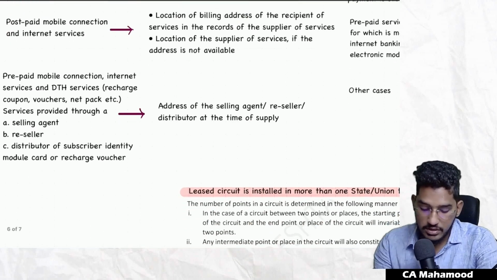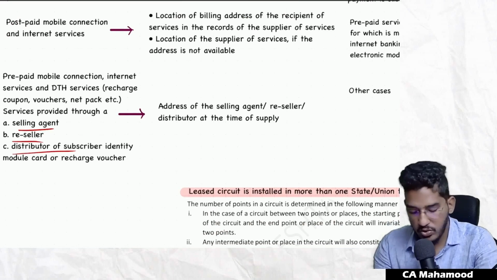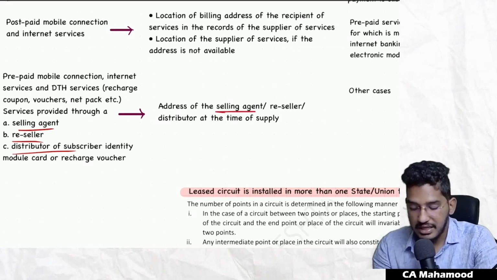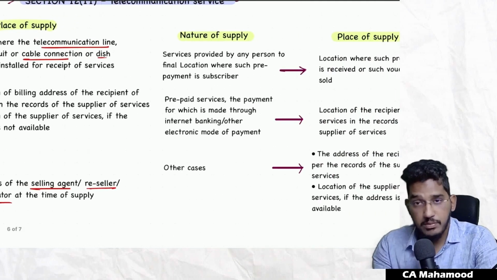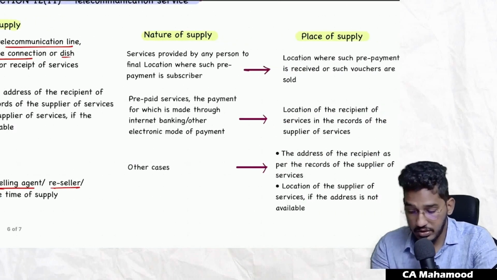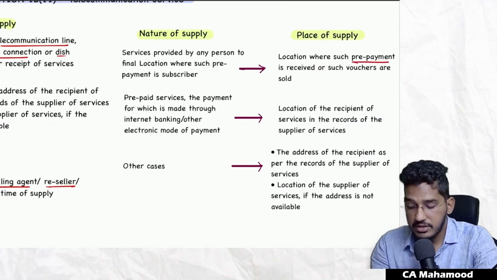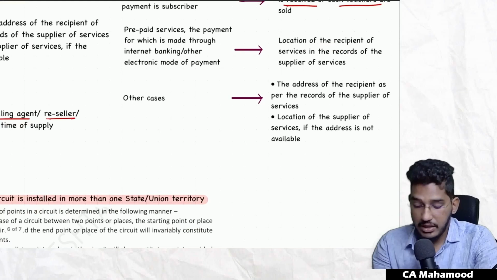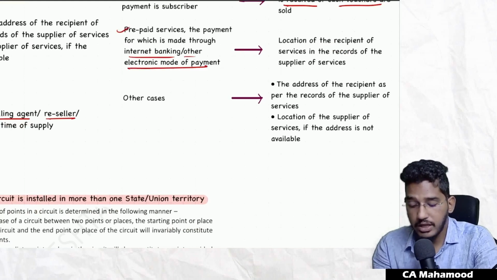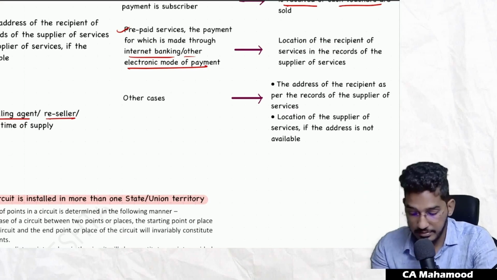Sir, prepaid services which are provided through selling agent, reseller, distributor or subscriber identity module card or recharge voucher. For all these cases, the place of supply will be the address of the selling agent, reseller, distributor at the time of supply. Sir, what about services provided by any person to the final subscribers? Location where such prepayment is received or where such vouchers are actually sold. Sir, today's scenario, prepaid services where the payment is happening through internet banking or other electronic modes, the place of supply will be the location of the recipient as per the records of the supplier.